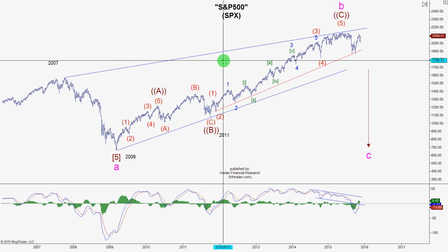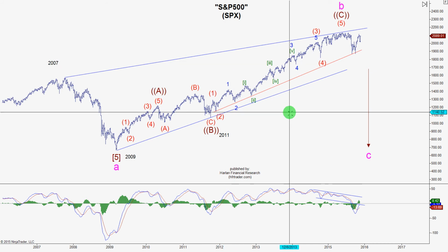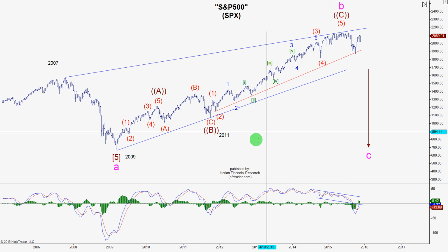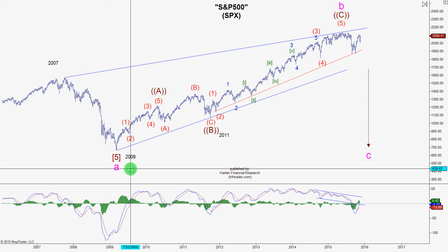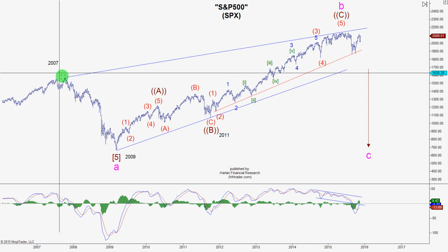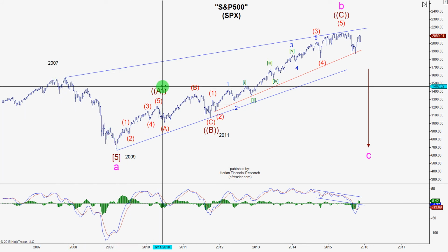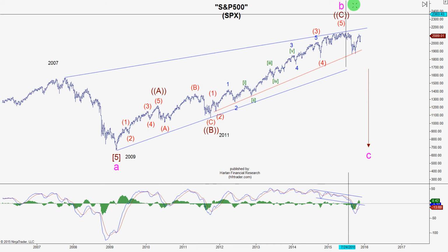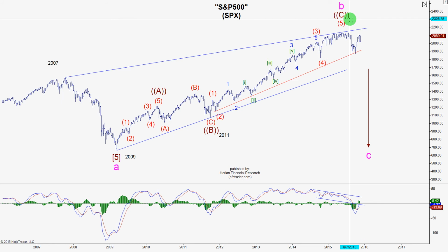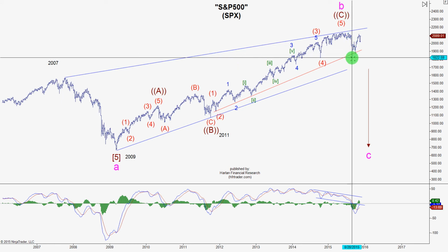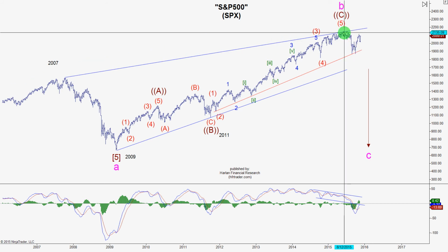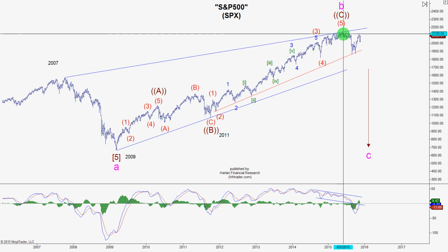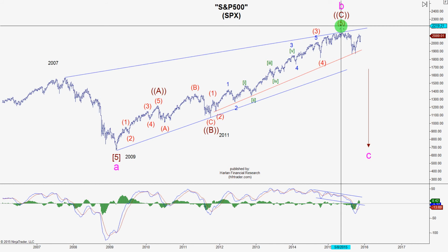So to start with, this is the S&P 500, the index, going all the way back to the 2009 low, 2007 high, and how we are counting a large ABC rally. So far, it still counts as an ABC rally, and this is the decline that just took place. This is the ending diagonal that we counted as wave 5. So far it still is the high.